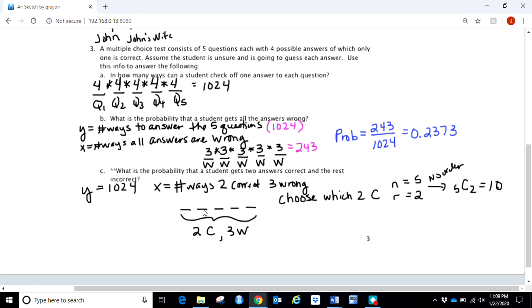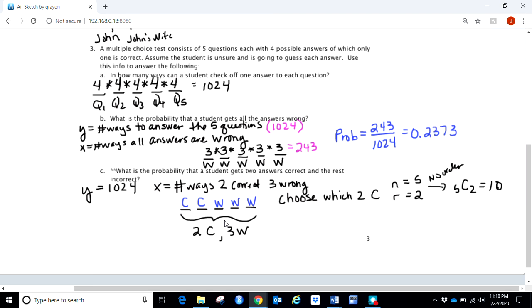Now again, what this 10 is telling me is how many ways I can put 2 C's and 3 W's on here. But that's not my final answer. So now what I know, for example, is which 2 questions I got right. So I could just pretend, well, I got the first 2 right and the other 3 wrong. But again, these 2 C's could be in any of the 5 spots. And this 10 is telling me where I could have put those C's.